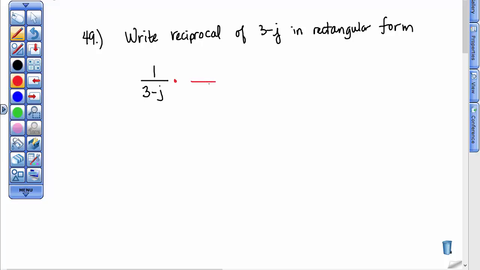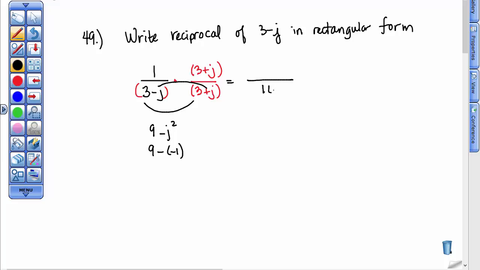So I'm going to multiply by the conjugate, which is 3 plus j, top and bottom, because I'm multiplying by 1 when I do that. But downstairs, when I FOIL that, this 3 times 3 is 9, and this minus j times a positive j is a minus j squared. Don't forget, that's 9 minus a negative 1, or 10. Upstairs, I have 1 times the 3 plus j.